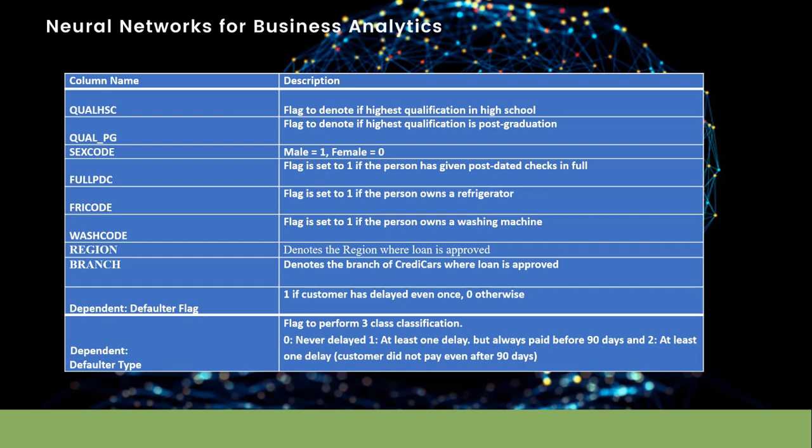Then we have this full post-dated check variable, also a binary variable that takes the value of 1 if the person has given a post-dated check in full. Then we have two variables, fridge code and washing machine code, each of which takes the value of 1 if the person owns a refrigerator or a washing machine.